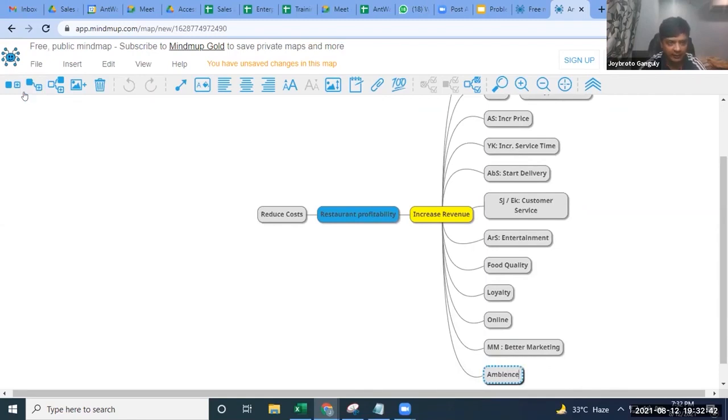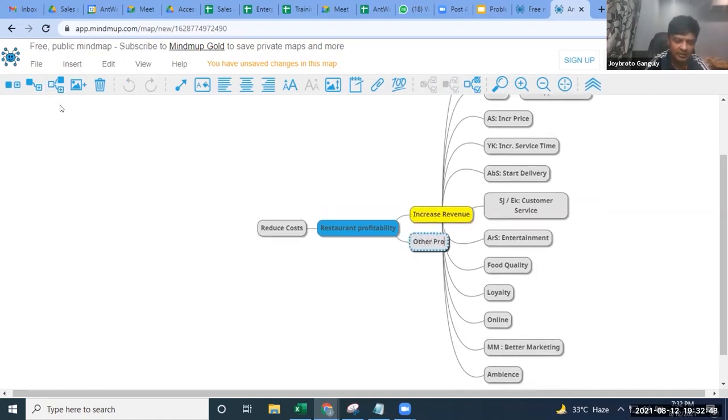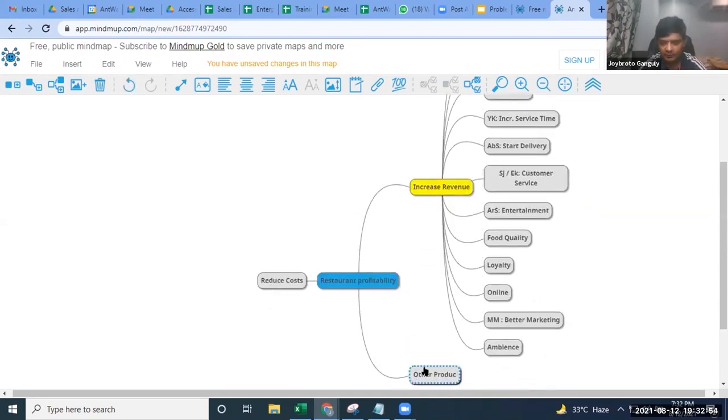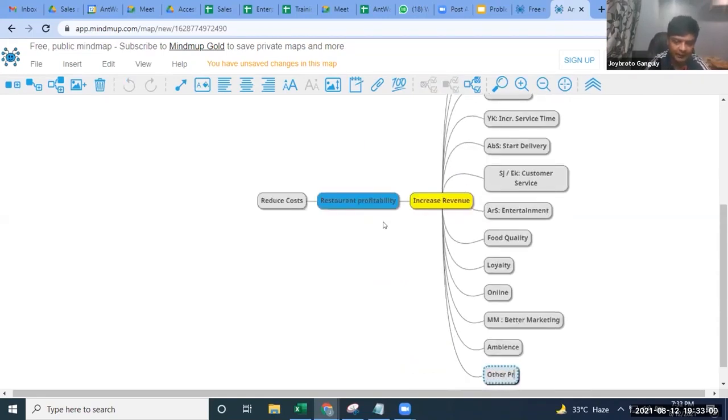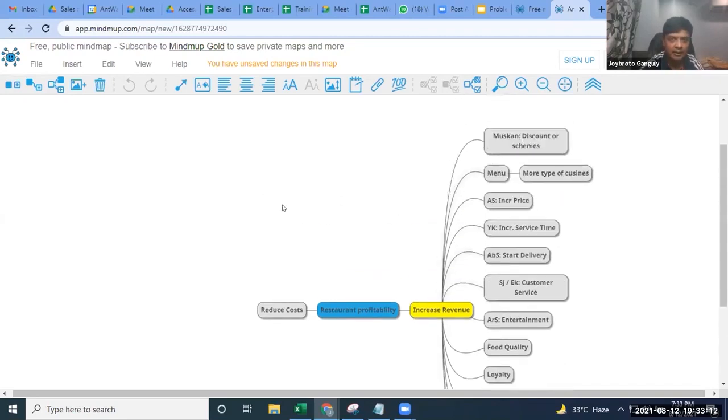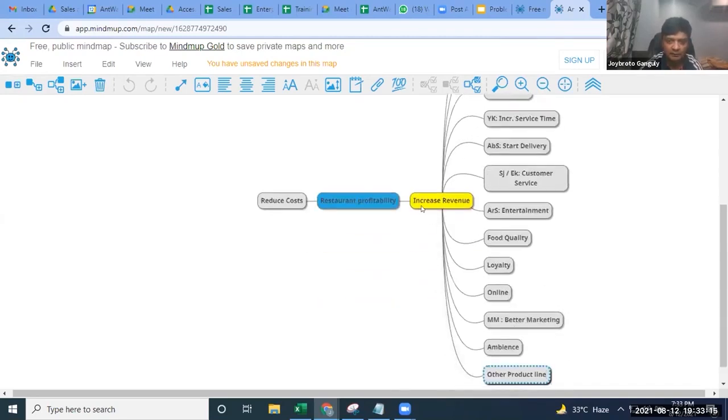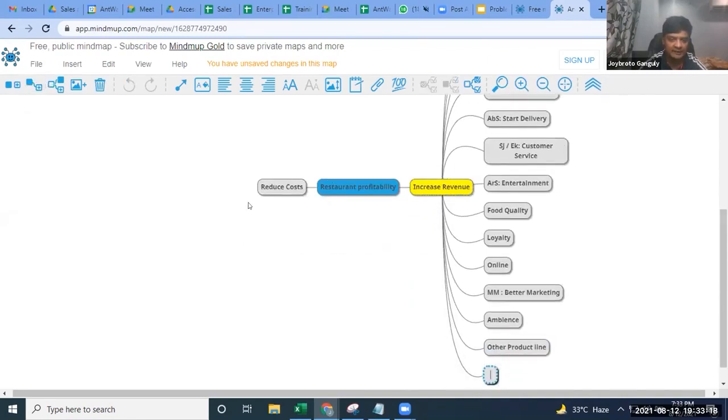Venture into other business. Okay. You are saying not just change, but a completely new product line. Okay. Last 1 minute. Hygiene, pre-immunization. Correct. So all of this comes under ambience. Pre-giveaways come under discount or schemes. Franchise comes under, okay, franchise is another good one. Restaurants, and better use of space.